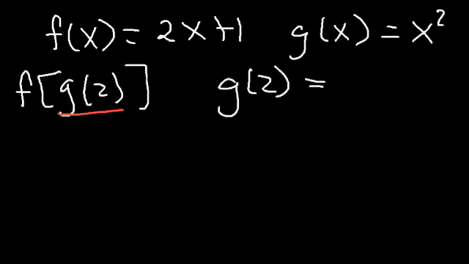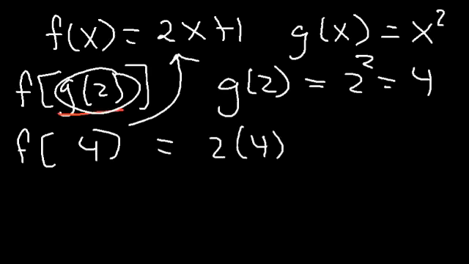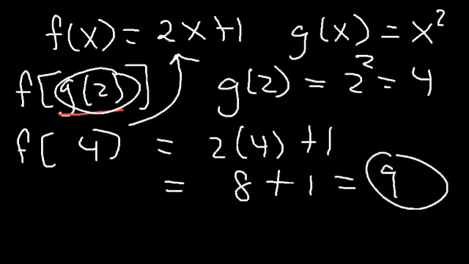So g of x is x squared, so g of 2 is 2 squared, which is 4. So because g of 2 is equal to 4, I can replace g of 2 with 4. So now I'm looking for f of 4. So I'm going to plug this into the function for f. So 2 times 4 plus 1, 2 times 4 is 8, 8 plus 1 is 9, and that's the final answer for this composite function.